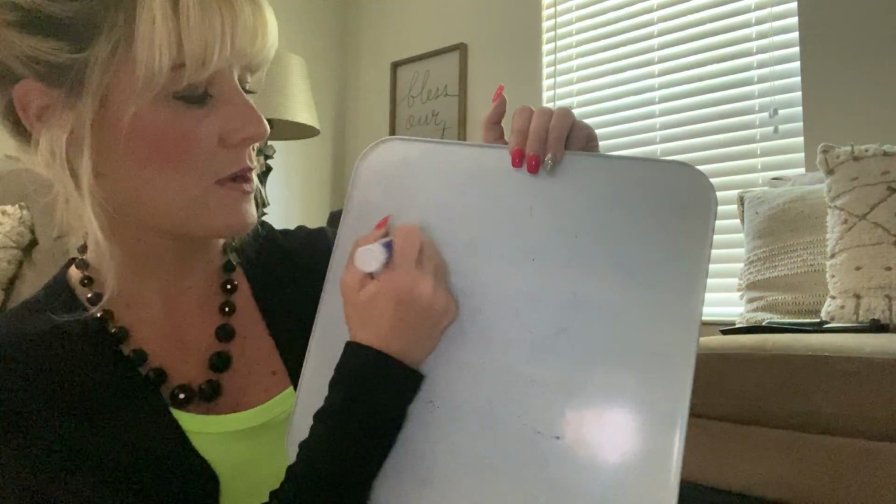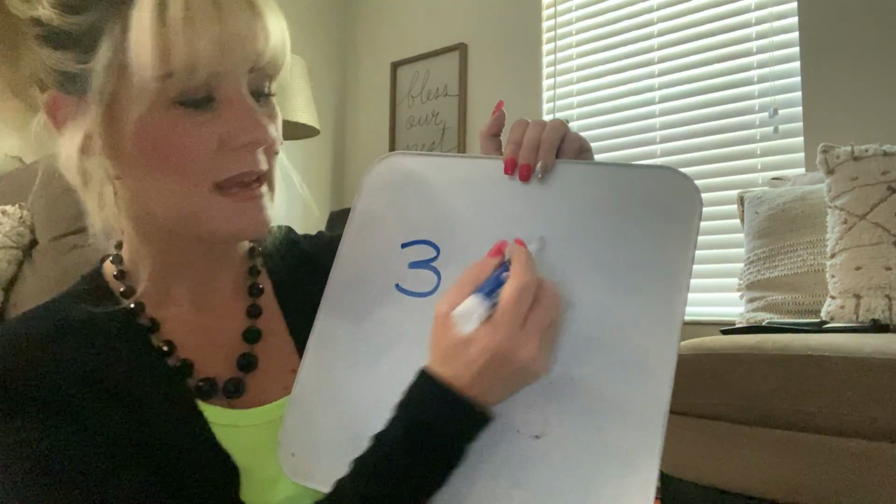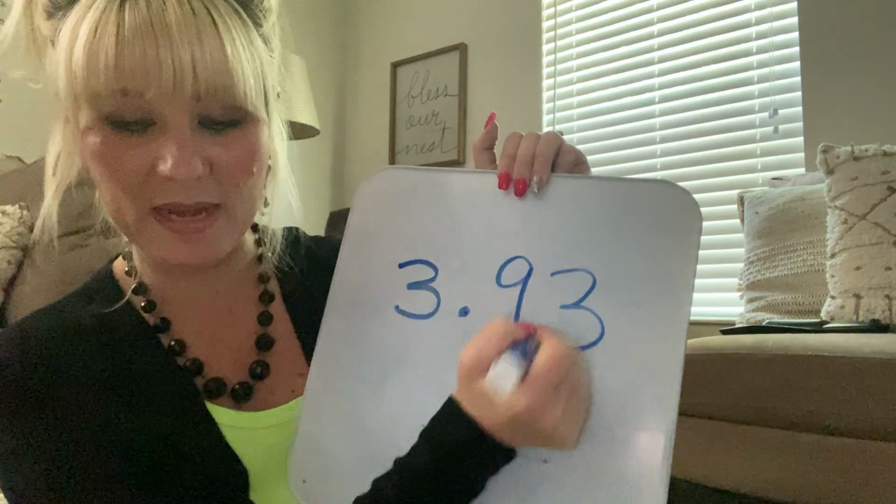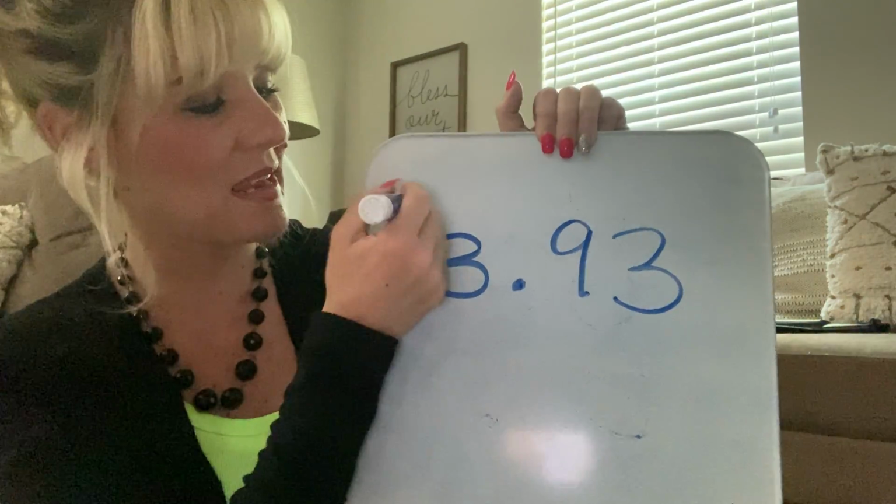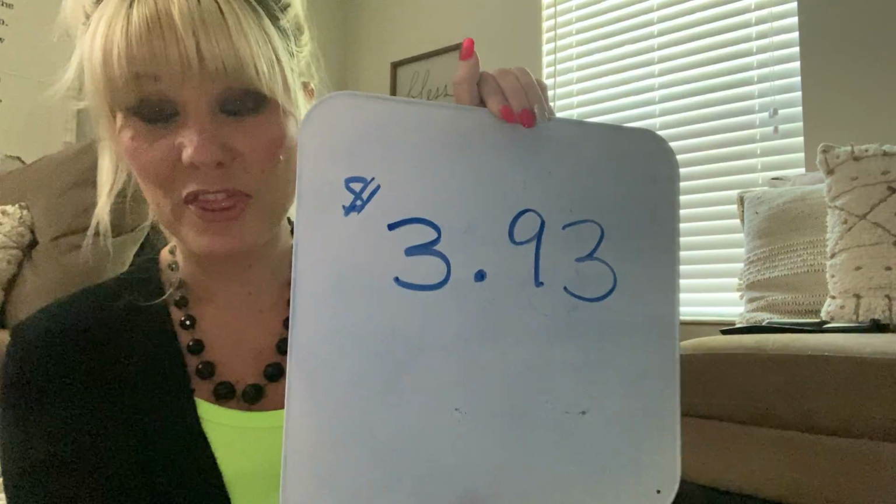Okay, and number 9 is pretty easy. It's just money. It's saying how many dollars, if I had $3, this is number 9, 9 dimes and 3 pennies, how much money would that be? It's very simple, $3.93.